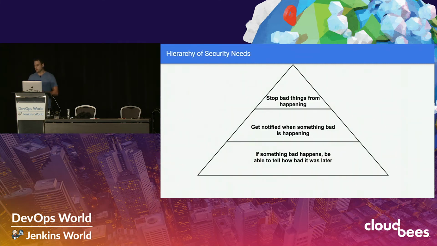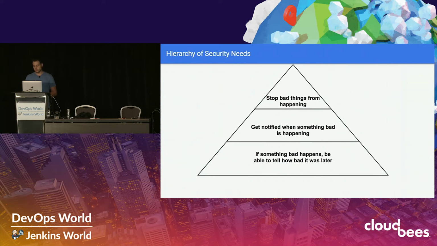So I call this one the hierarchy of security needs. Up until now, we've kind of been focusing on this bottom one of if something bad happened and we happen to find out about it, we want to be able to figure out how bad it really was. If somebody stole customer data or changed a bunch of production systems, it's good to know that rather than not know. We're going to start moving up to the next two in the rest of this talk.